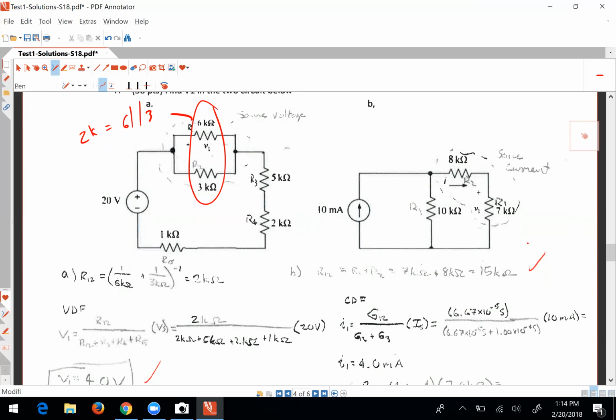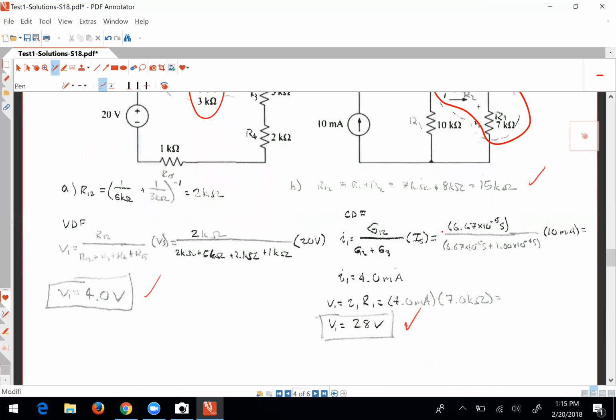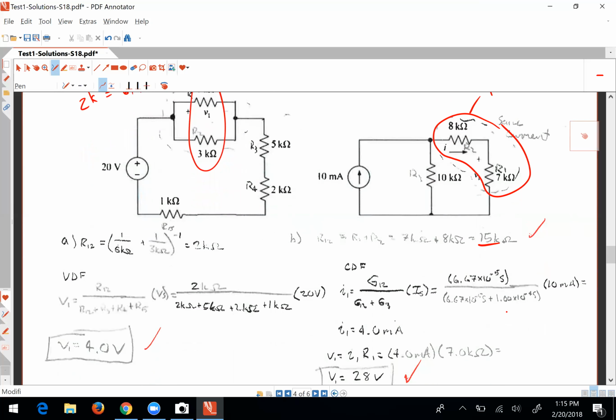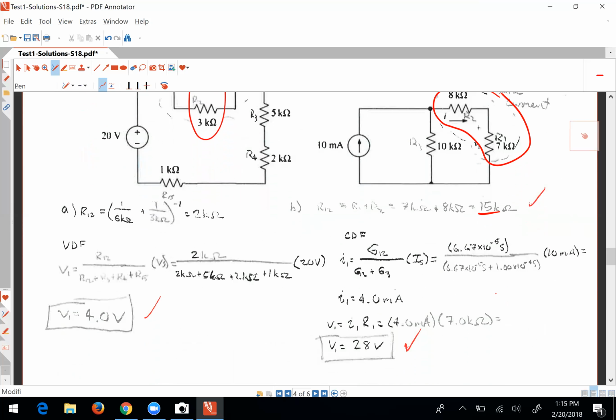And then B is a current divider problem most easily, although people use KVL and KCL to solve it. You can do that. But if it's a current divider, you just have to say, well, this path has the same current and it has a net R of 15K. So Mark used the current divider formula. He found G12, which is the combination of those two over the sum of the two G's. The G's are the reciprocal, so this is 1 over 15.